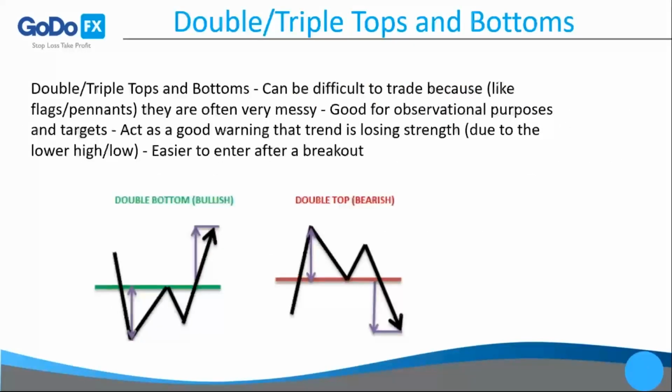For the double and triple tops and bottoms, they can be difficult to trade because, much like flags and pennants, they are often very messy. They are good for observational purposes and targets, and act as a good warning that the trend is losing strength due to the lower high-low. It is easier to enter after a breakout.